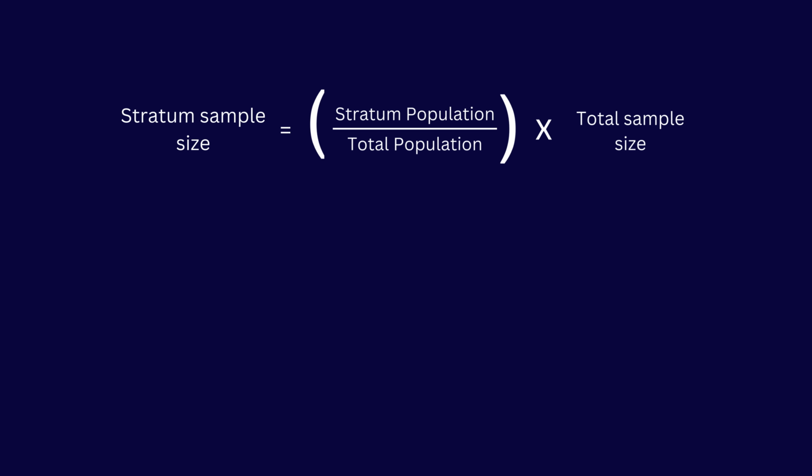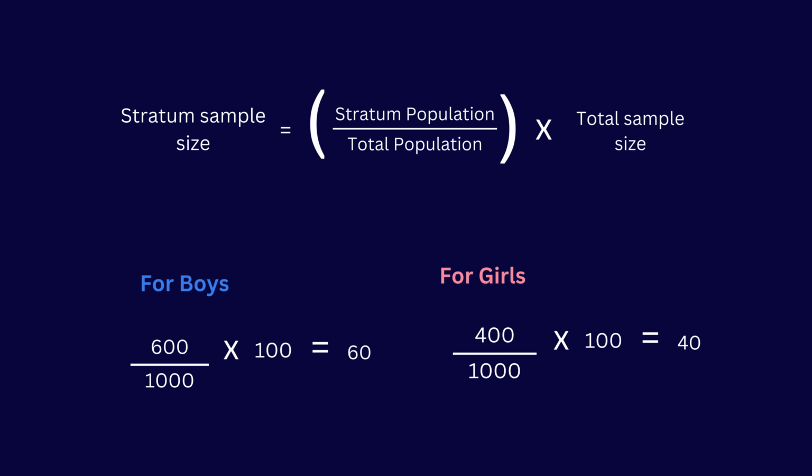Let's calculate the stratum sample size for boys. 600 divided by 1000 then multiplied by 100 equals 60. And for the girls, 400 divided by 1000 and then multiplied by 100 equals 40. So from our total sample of 100, we pick 60 boys and 40 girls randomly.